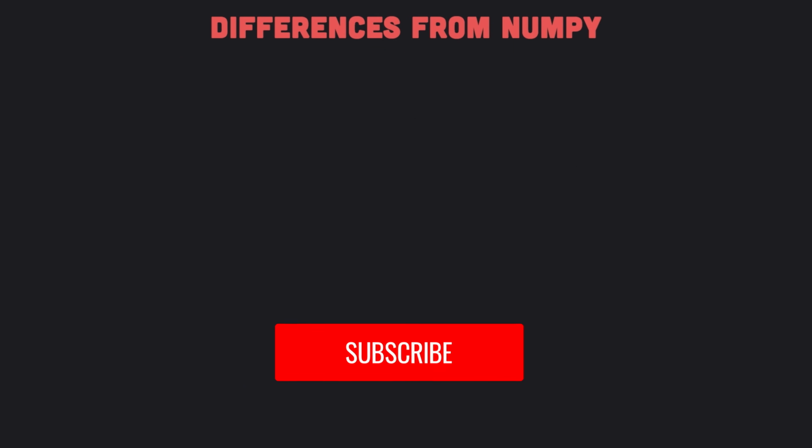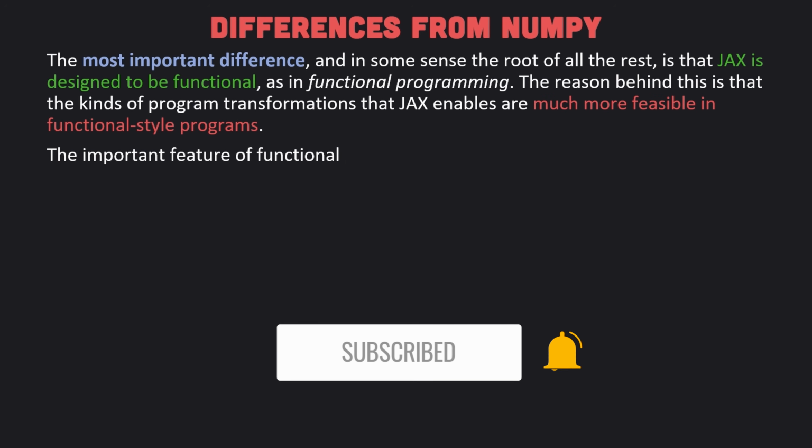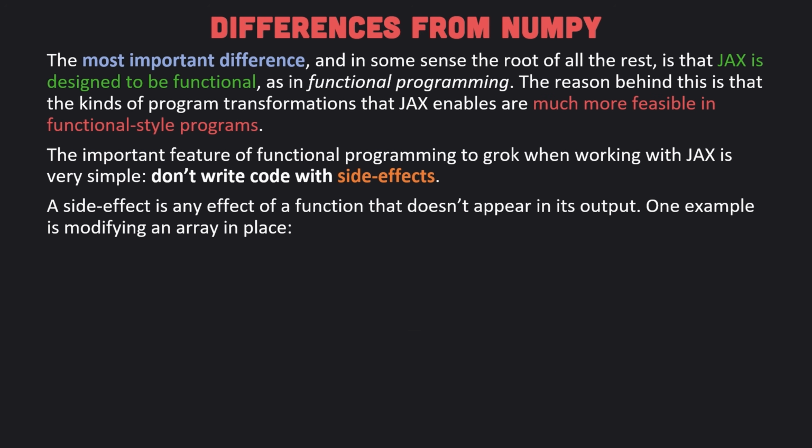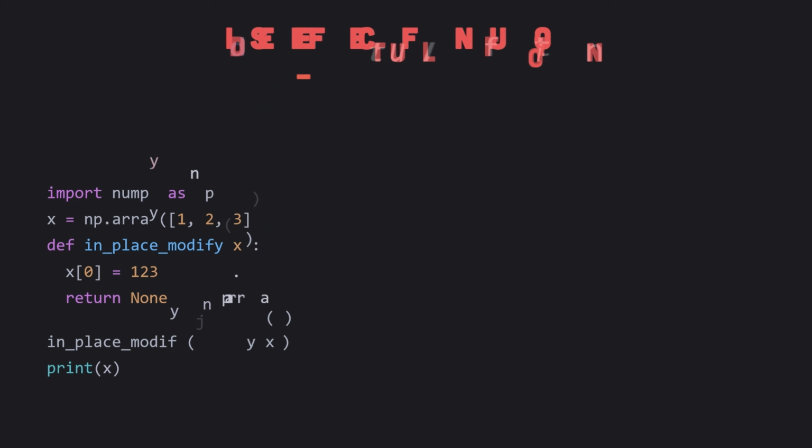The most important difference of JAX from NumPy is that JAX is designed to be functional, like functional programming. The reason behind this is that the kinds of program transformations that JAX enables are much more feasible in functional style programs. The most important concept to understand in functional programming is side effects. A side effect is any effect of a function that doesn't appear in its output. For instance, I have given an example of a function modifying an array in place. The side effectful function modifies its arguments but returns a completely unrelated value. The modification is a side effect.